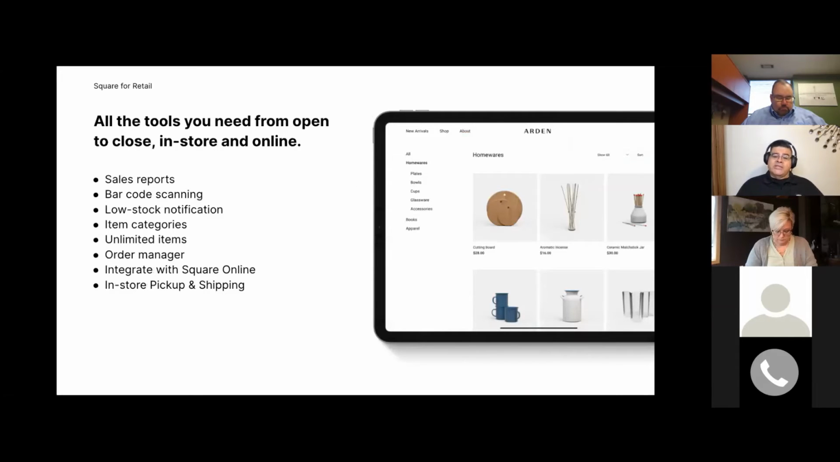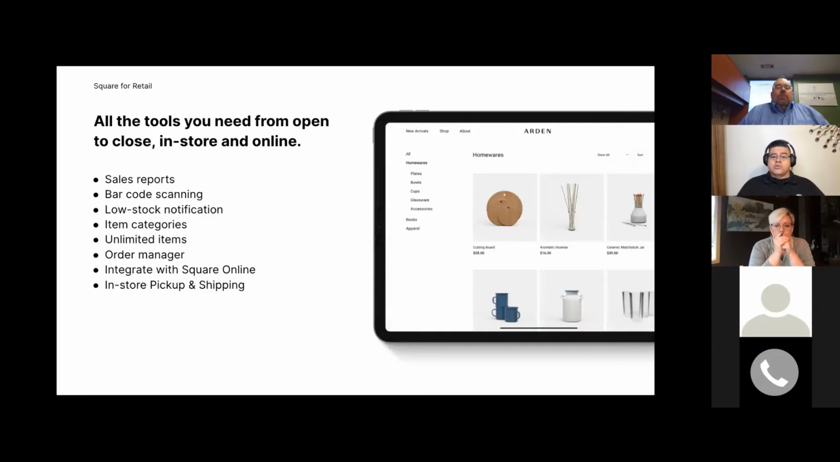And then Square for Retail, designed to help retail stores sell in-store and online seamlessly with built-in tools for advanced inventory management, sales, and staffing, right? So you want to know how much inventory you're moving and how much money you're making in minutes. You can ring up sales quickly, keep lines moving, right? You're able to scan barcodes with your iPad camera if you're using the iPad, and set low stock thresholds by any SKU, right? View what's running low from your dashboard and receive email alerts.